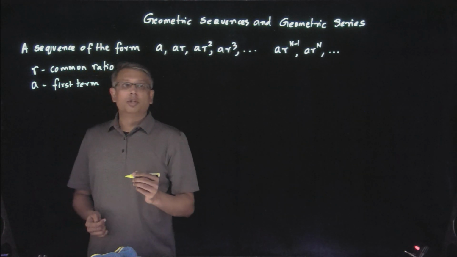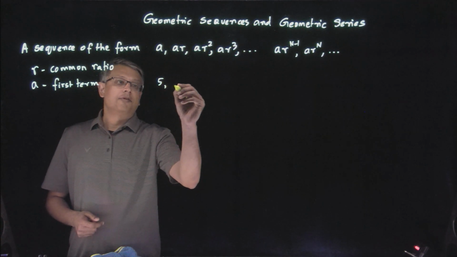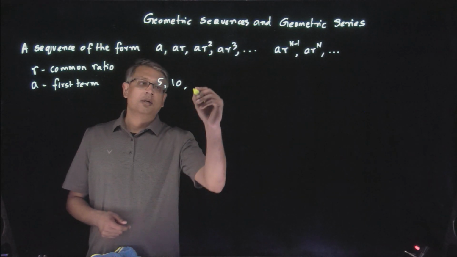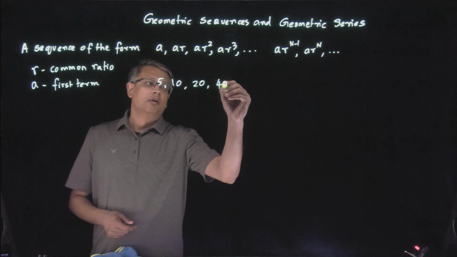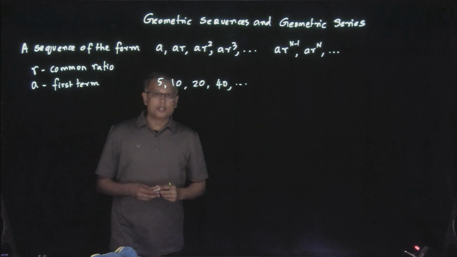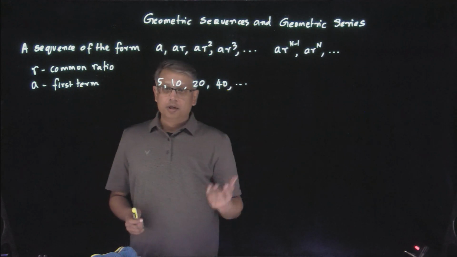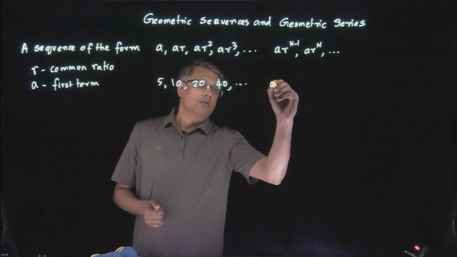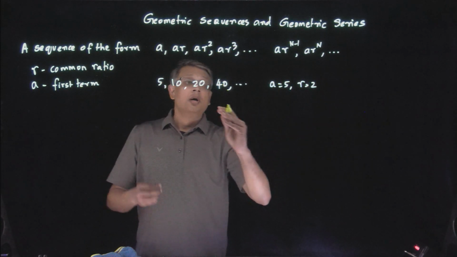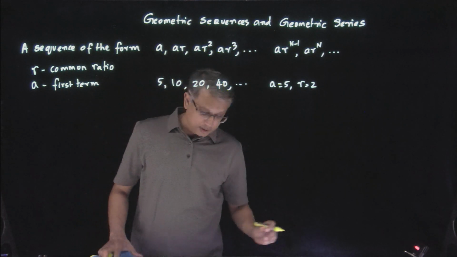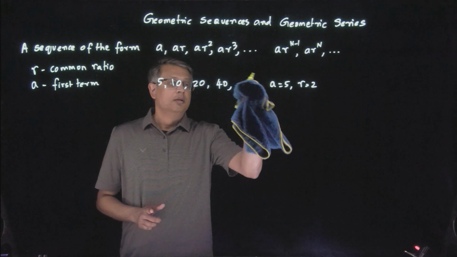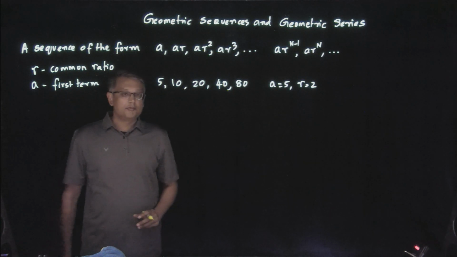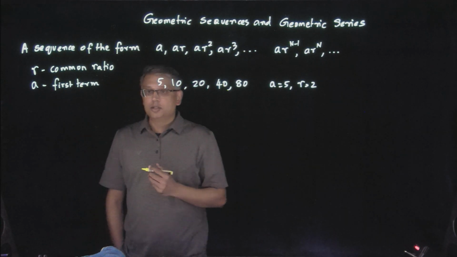An example of a geometric sequence is, let's say, 5, 10, and what should be the next term if it is a geometric sequence? It should be 20, 40, and so on. That's a geometric sequence because you get every term in the sequence by multiplying the previous term by 2. So a equals 5, r equals 2, and of course it doesn't have to keep going like this. In this case the sequence might end at 80. So we have 5 terms in the sequence, the first term is 5, and the common ratio is 2. So that's a geometric sequence.